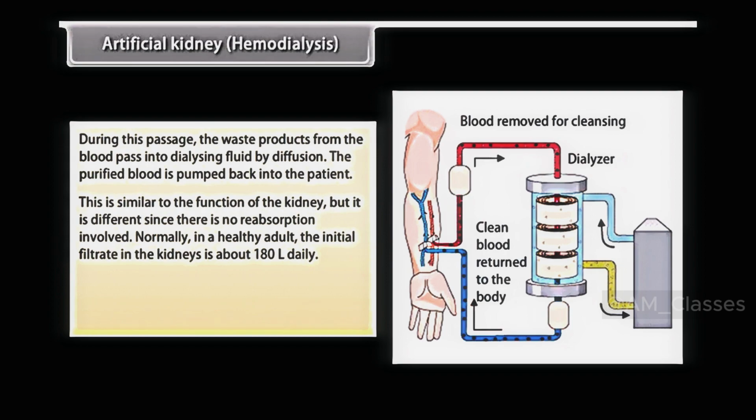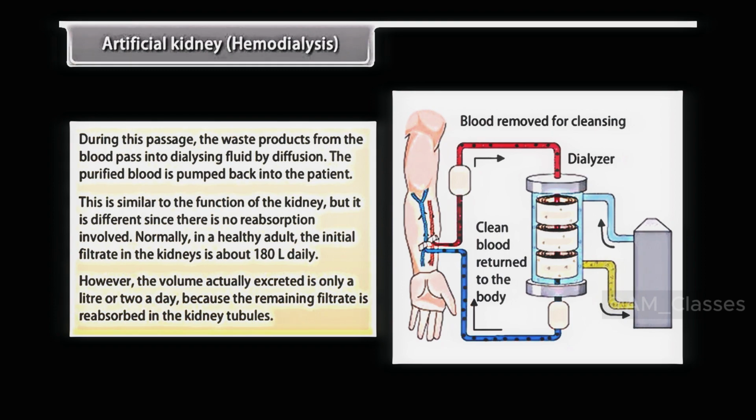Normally, in a healthy adult, the initial filtrate in the kidneys is about 180 litres daily. However, the volume actually excreted is only a litre or 2 a day because the remaining filtrate is reabsorbed in the kidney's tubules.